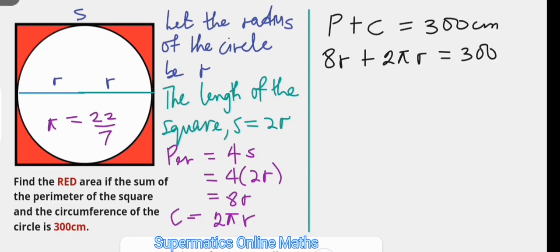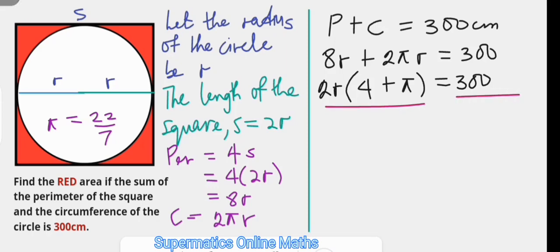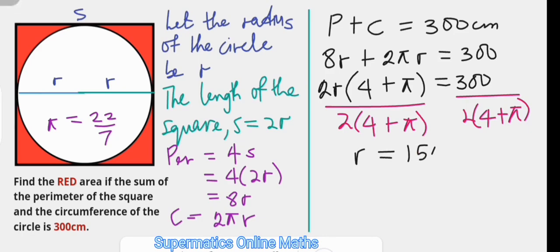I'm going to drop the centimeter for now. Our aim now is to get the radius so that we can get the shaded area or the red area. Then we factor 2r, the common factor, from the left hand side, and that means we have in parentheses 4 plus pi. And this is equal to 300. We then divide both sides of the equation by 2 times the sum of 4 and pi, which means that the radius is 150 over the sum of 4 and pi.